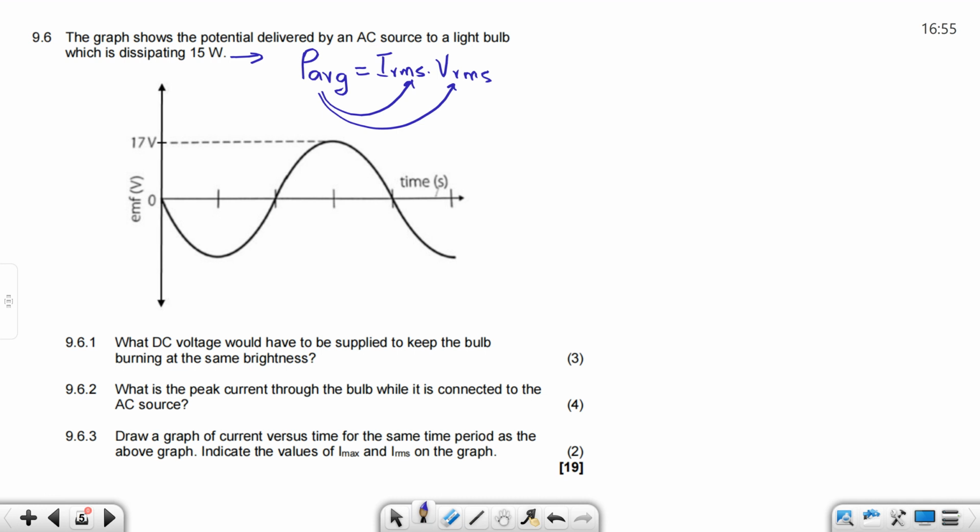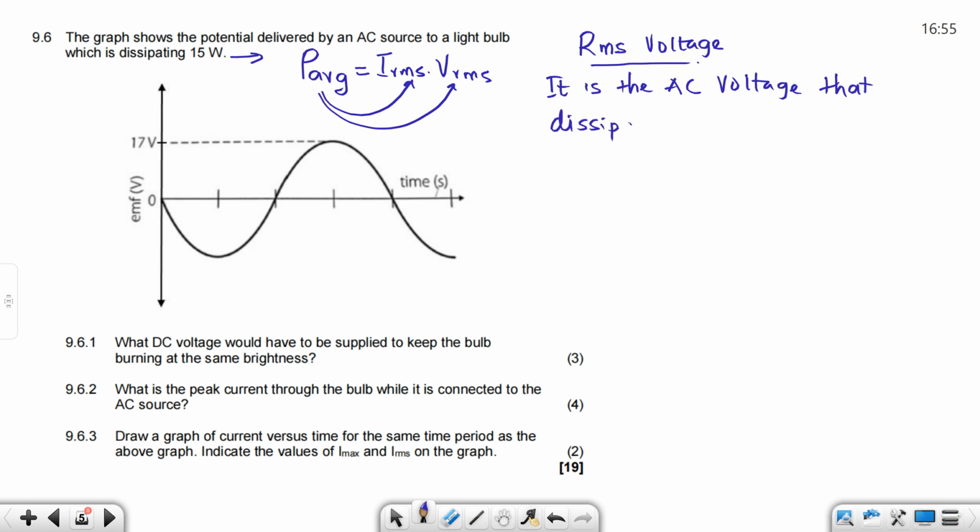Okay, Butle, I know that we have a discussion on this RMS voltage. All right, can we define RMS? Okay, Butle, you want to go? RMS voltage. All right, it is the AC voltage, since we're talking about voltage here, that dissipates or produces. And if you forget the word dissipate, please don't crack your head. Produces what? The same amount of what? Energy.